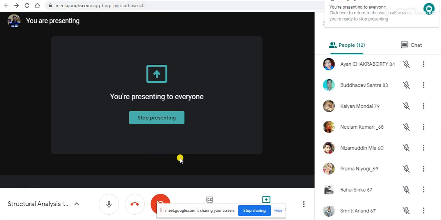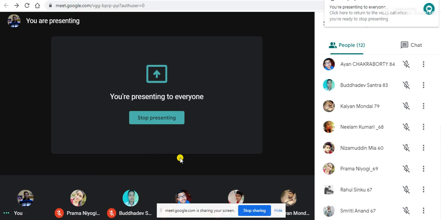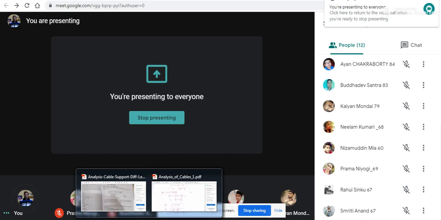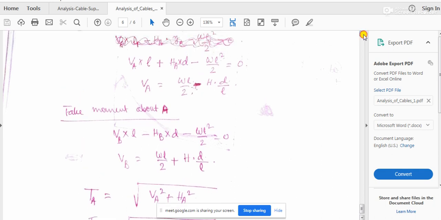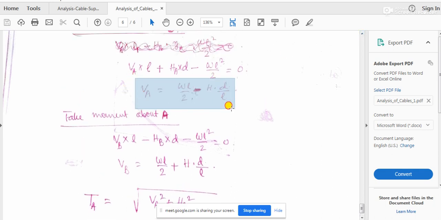So if you remember, in the previous class, what were we discussing? We were discussing the cables which have supports at different levels. We developed two equations for finding the vertical component of reaction, and we saw that the horizontal component of reaction will remain the same although the supports are at different levels. However, the vertical component of reactions at the supports will be different.